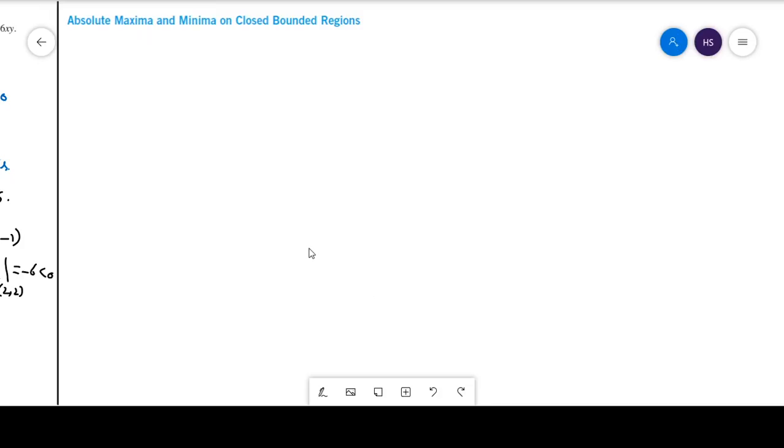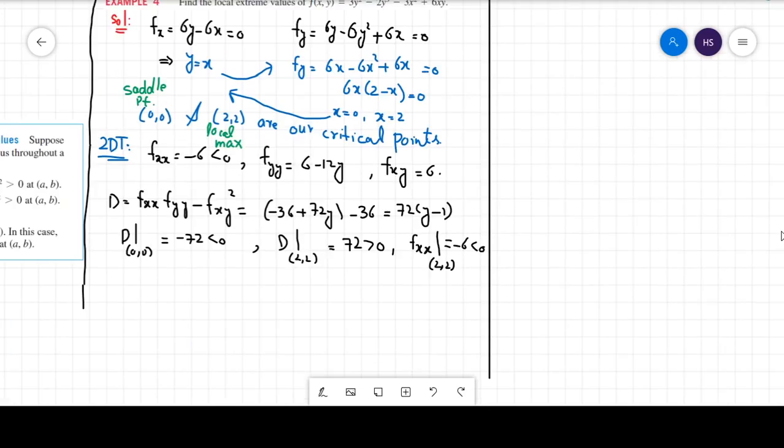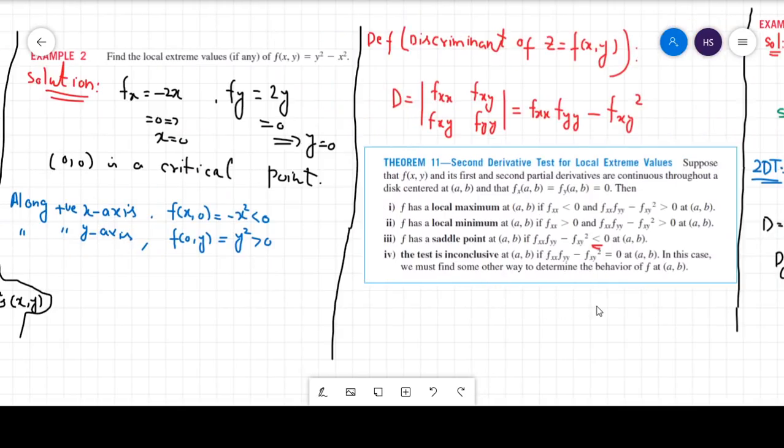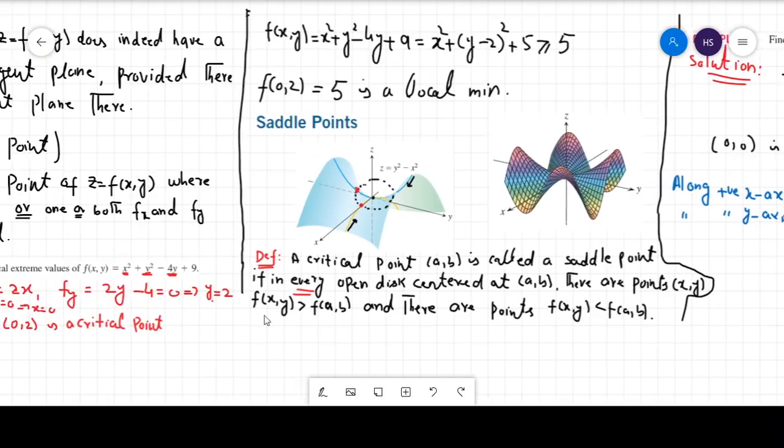Hello everybody, this is lecture 26 and we are going to talk about absolute maximum and minimum, in other words absolute extrema, of a two variable function. This is a continuation of 14.7 where we talked about local extrema or relative extrema. Let's revise what we studied in the last lecture.